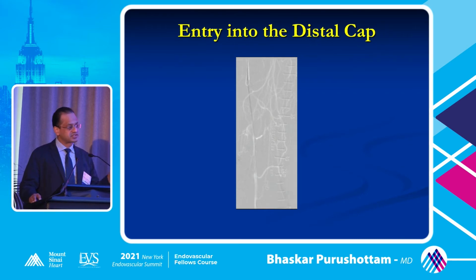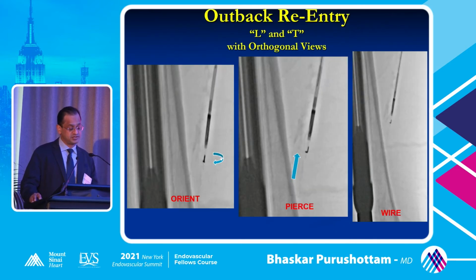So when you enter into the distal cap, pay extra attention. Take your time, make sure the diameter of the loop is really small, and get in really neat and slick. That really, really helps preserve the collaterals and the branches. Okay. So this is an outback technique. So you basically orient the L and T, and then based on how you're positioned, you feed the wire into the lumen.